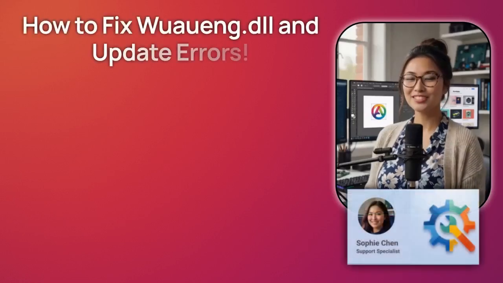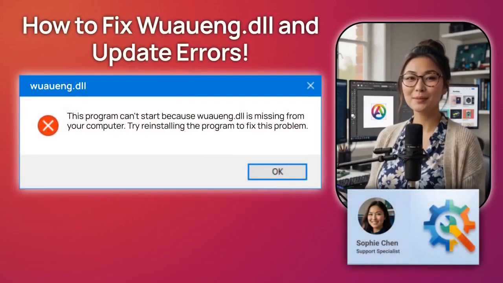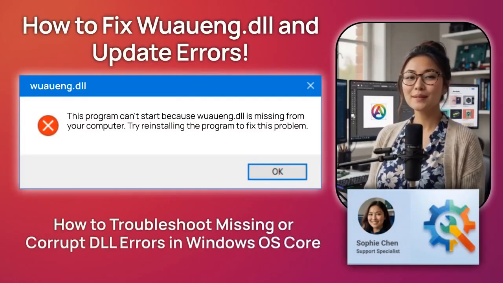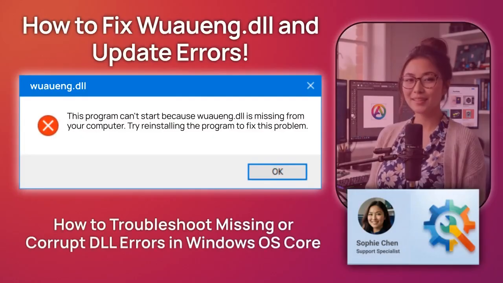Is Windows failing to load because of the Wuaueng engine DLL? I'm Sophie Chen, a senior Windows support engineer. I've diagnosed the corruption and have the fix ready.